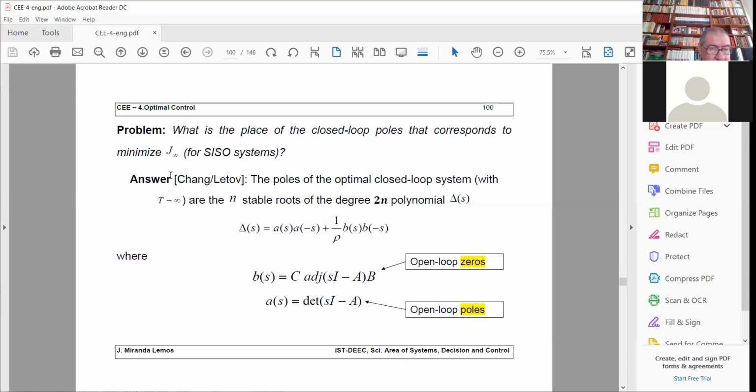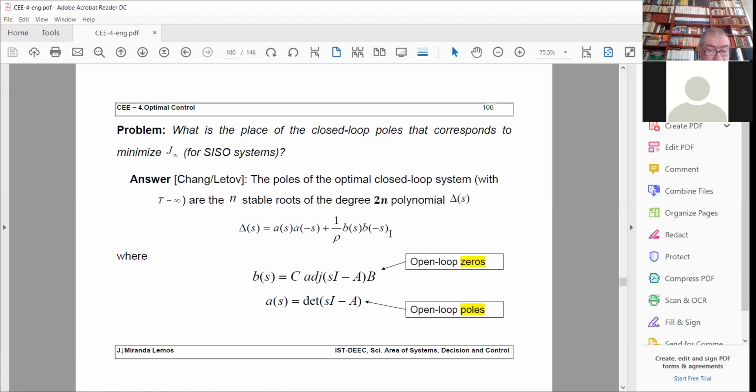I think that Chang and Letov never met each other. They obtained this result independently, one from the other. Chang was working in China, and Letov was working in the USSR. And the result is this. Suppose that you have a system and you compute the transfer function of the open loop system. So you have a B of S and the A of S, which are related to the matrices A, B, and C in this way. Okay, so your transfer function is B of S divided by A of S. This is nothing more than the formulas that we deduced for the transfer function in terms of the state model parameters. Now, you build this polynomial delta S. You see, it's A of S, A of minus S, plus 1 divided by rho, B of S, B of minus S.